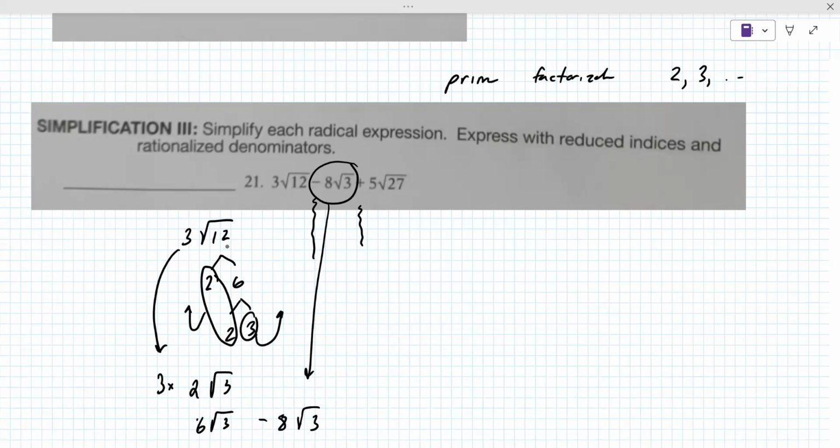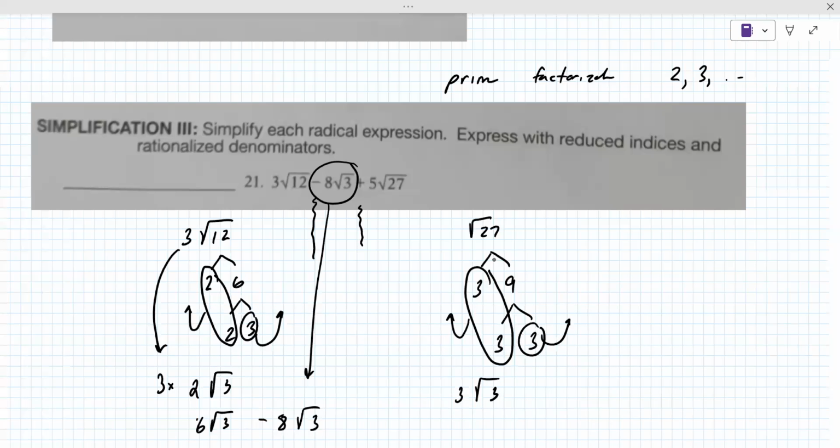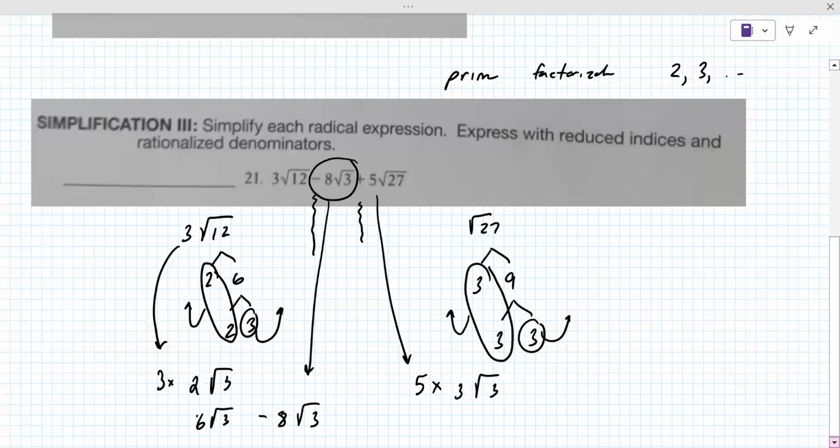For the last one, though, the square root of 27, we're going to do the same thing, a prime factorization. So Josh, does 2 go into 27? No. But 3 might. Does 3 go into 27? Yes. How many times? So 9. So 9. 3 and 9. And then you try it again. Does 3 work with 9? Yes. 3 and 3. If you see a pair, you circle it. Comes out. So it becomes 3 square root of whatever's left inside, which is the other 3. And then you bring this 5 down. 15 square root of 3.